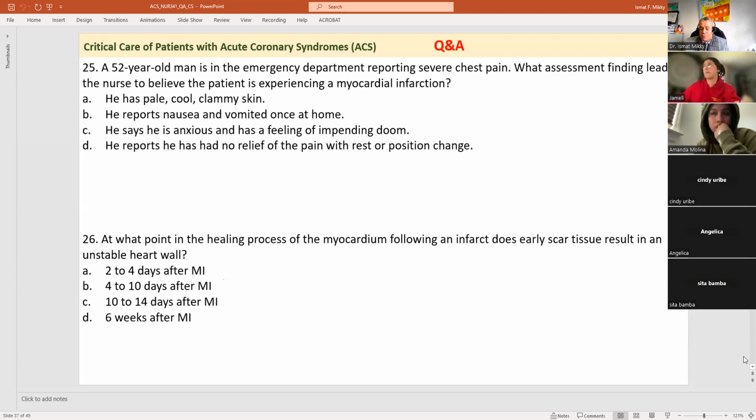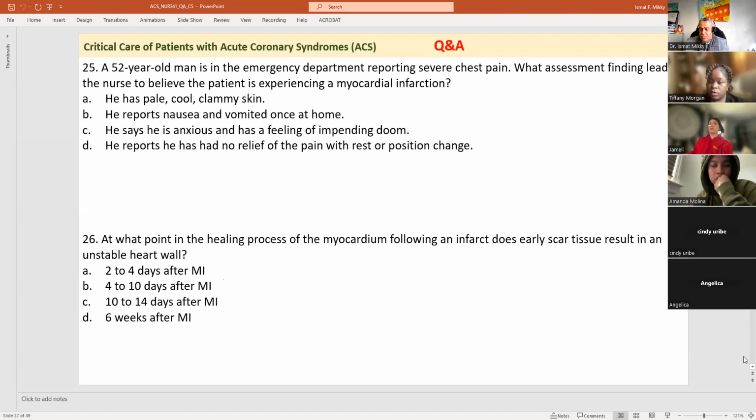25. A 52-year-old man is in the emergency department reporting severe chest pain. Which assessment finding leads the nurse to believe the patient is experiencing a myocardial infarction? D, there's no relief at rest or position change. Yes, exactly. We have to go a little faster with answers because we also have another set of questions for the ophthalmic. Some of the concepts I already explained, like for example 25, I already went over this a few times, the same concept. So let's just go to 26.